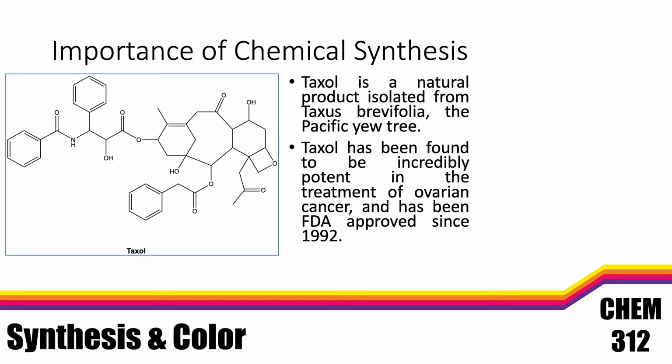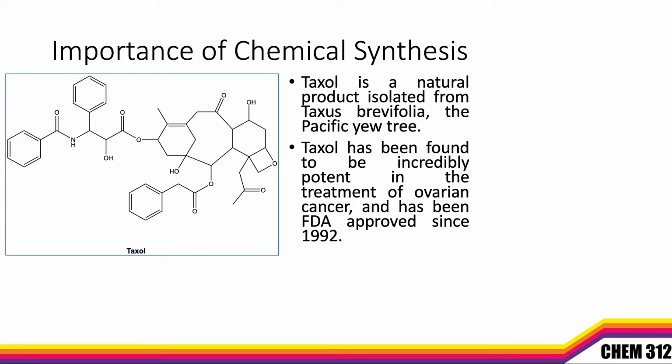And my favorite example for this is always to go back to this molecule Taxol as drawn on the slide. Now, Taxol is a natural product that's isolated from the Taxus brevifolia, which is also known as the Pacific yew tree. And what makes Taxol so interesting is that it's an incredibly potent treatment for ovarian cancer, and it's also been used for breast cancer, and it's been approved by the FDA since 1992.